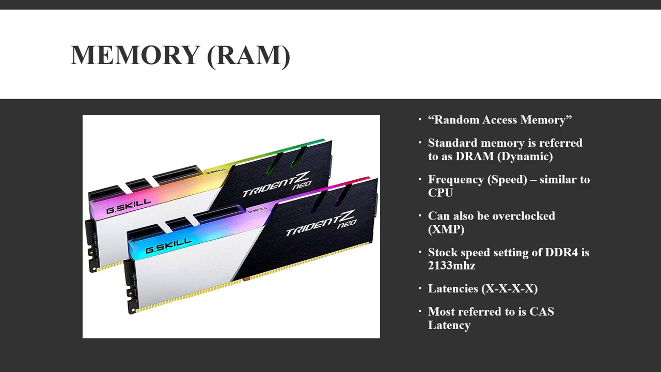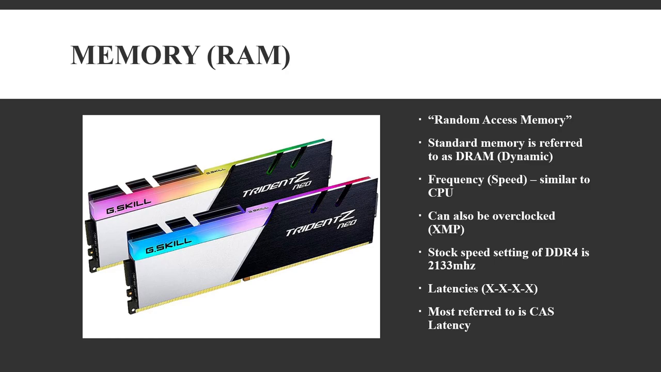Next up, we have memory or RAM. Now, this stands for random access memory. I feel like knowing that RAM stands for random access memory is one of those facts that everyone knows. It's similar to knowing the mitochondria is the powerhouse of the cell in science, right? Everybody's heard it before. I want to mention specifically that normal memory is actually referred to as DRAM, and the D stands for dynamic. The reason I specify this is because your graphics card also has its own memory called VRAM, so I just want to make that distinction there.